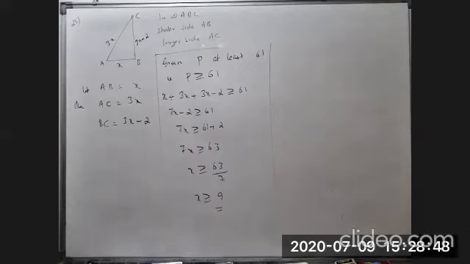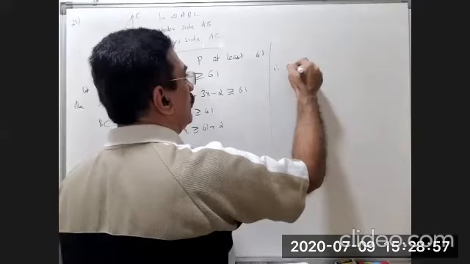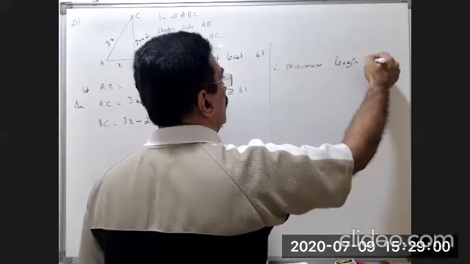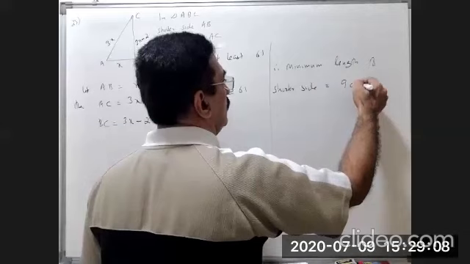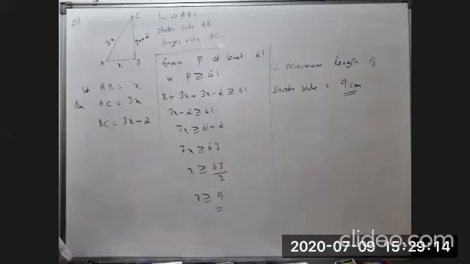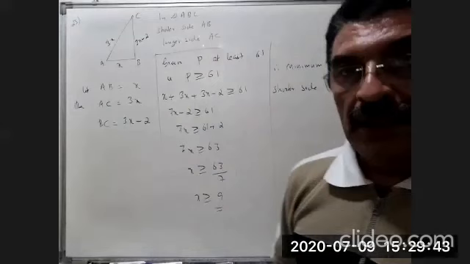Now, what is the question? The question is to find the minimum length of the shorter side. x greater than or equal to 9 means the minimum length is 9 centimeters.